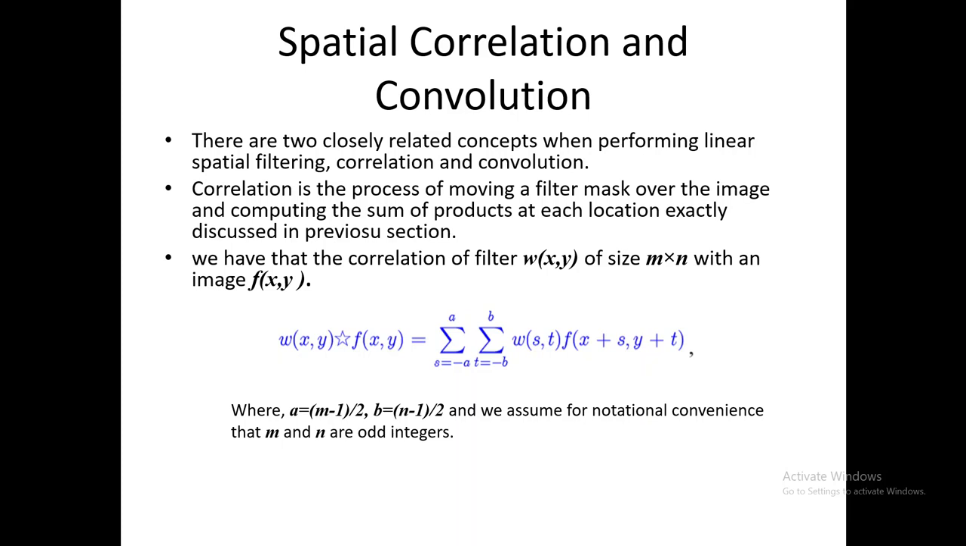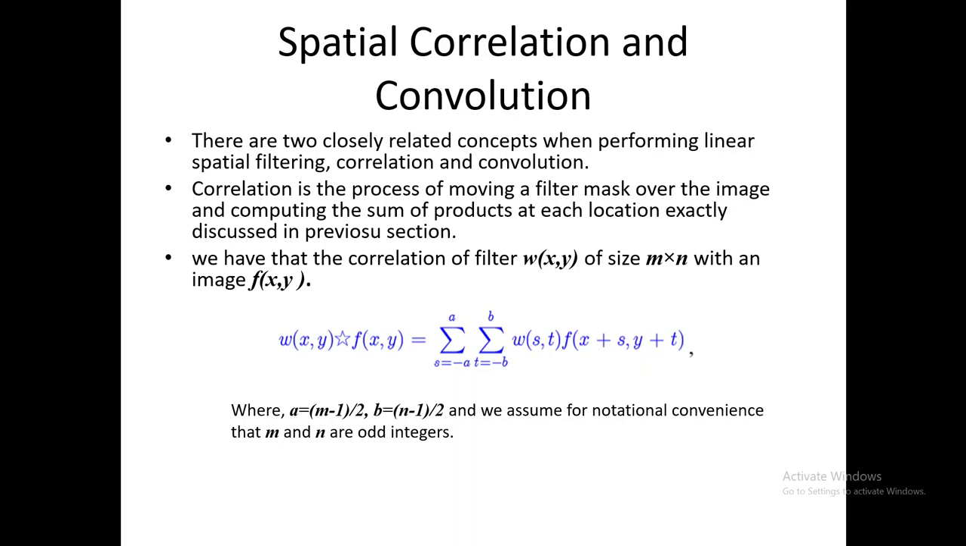Now we'll talk about spatial correlation and convolution. There are two closely related concepts when performing linear spatial filtering, and these are correlation and convolution. Correlation is the process of moving a filter mask over the image and computing the sum of product at each location, exactly as discussed in the previous section. We can express it as the sum of product of w(s,t) and f(x+s, y+t), where s ranges from minus a to a, and t ranges from minus b to b.